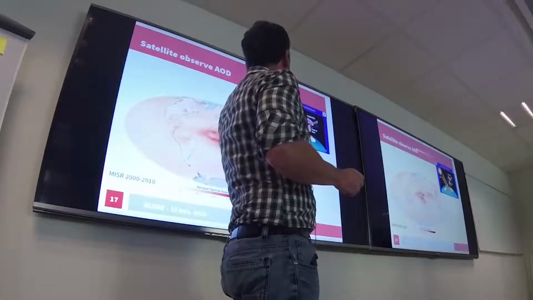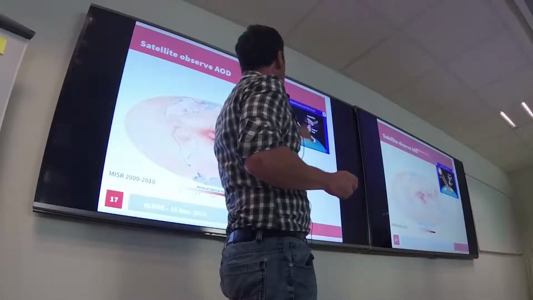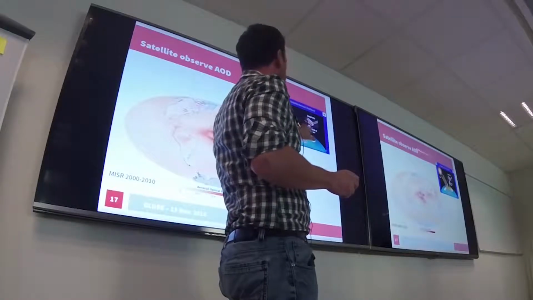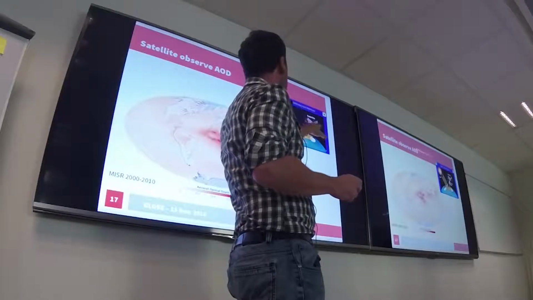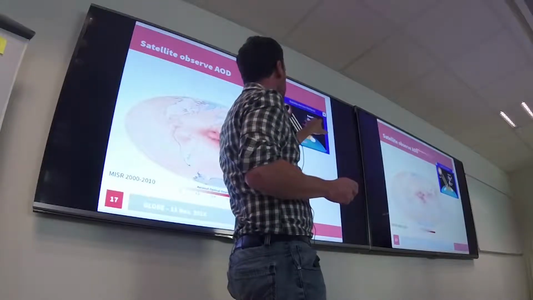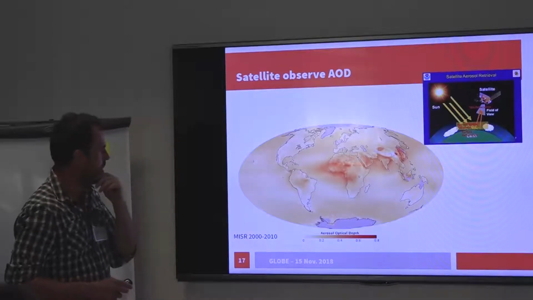So basically, it uses the sunlight reflected by the Earth's atmosphere system. And after many corrections about how the surface reflects the sun and how the clouds and so on, then you can extract the signal only due to aerosols and derive this aerosol optical depth.